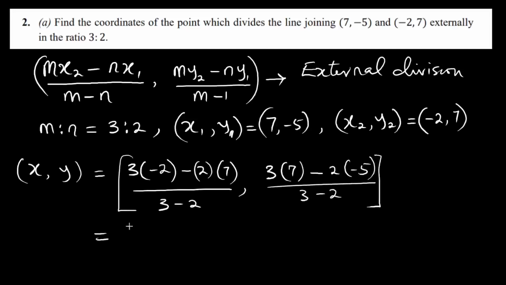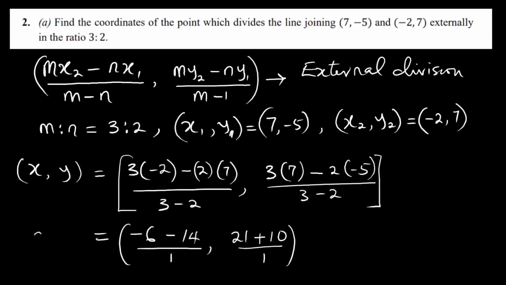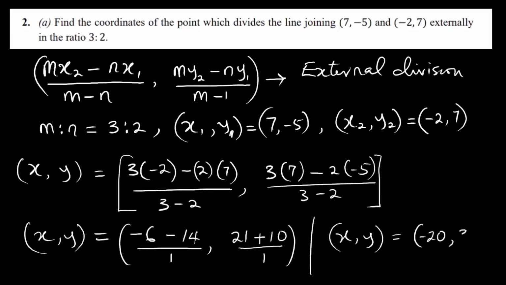So if I simplify this, I'm going to have -6 minus 14 all over 3 minus 2, which is 1, comma, this is going to be 21 minus minus gives us plus 10 all over 3 minus 2, which is 1. So our final answer for external division (x, y) is going to be (-20, 31). Okay, that's the final answer.